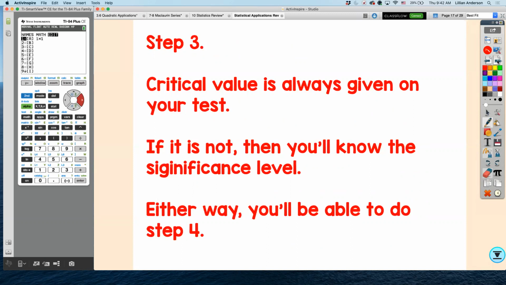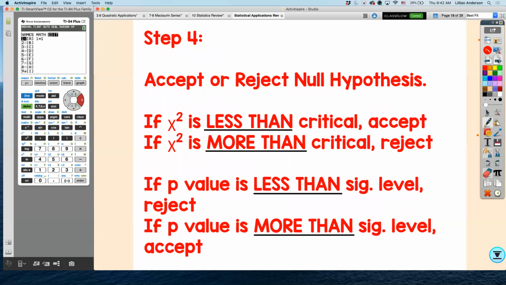So step 3, take your critical value or your significance level and get ready to compare it to your chi-squared test statistic or to your p-value. Because in step 4, that's when you accept or reject your null hypothesis. Get this down. You need to know when you accept or when you reject for both the chi-squared test statistic and for the p-value. If the chi-squared test statistic is less than the critical value, you accept your null hypothesis. If it's greater than your critical value, you reject.